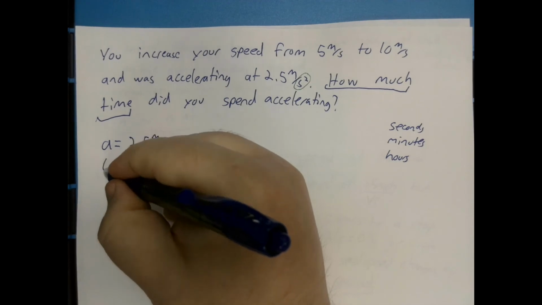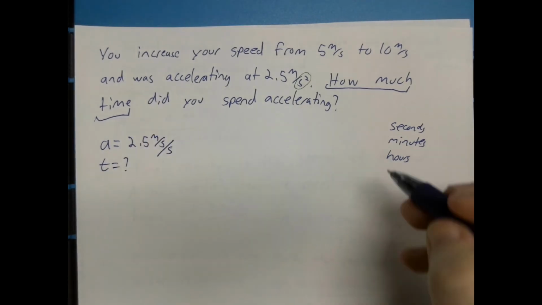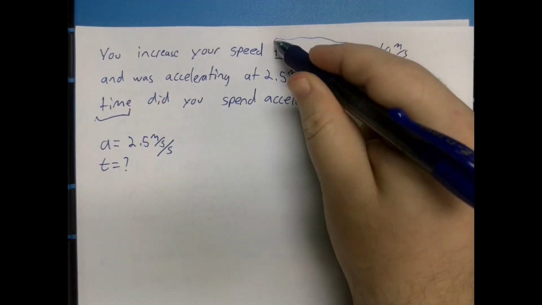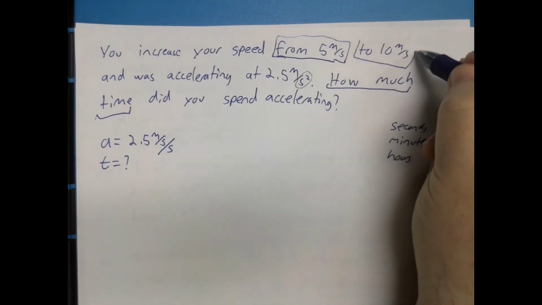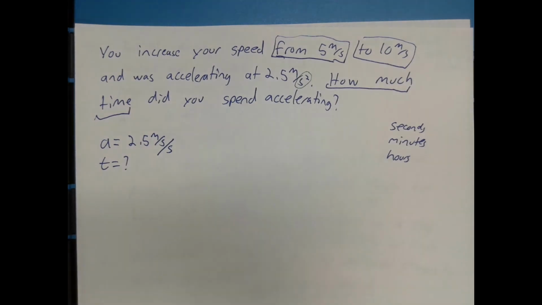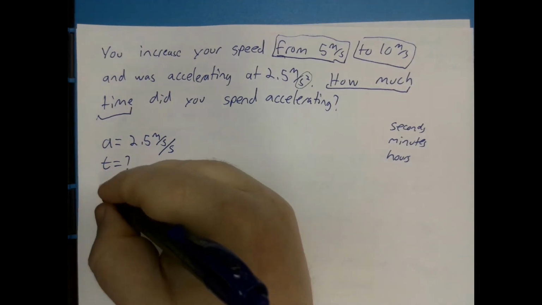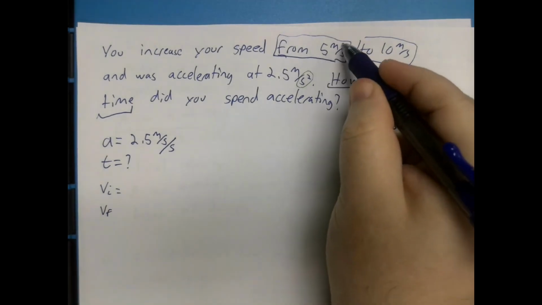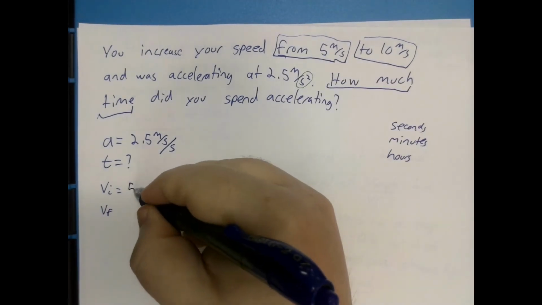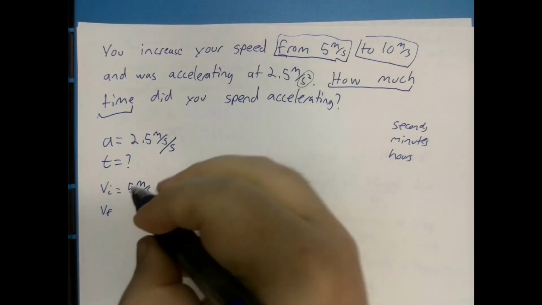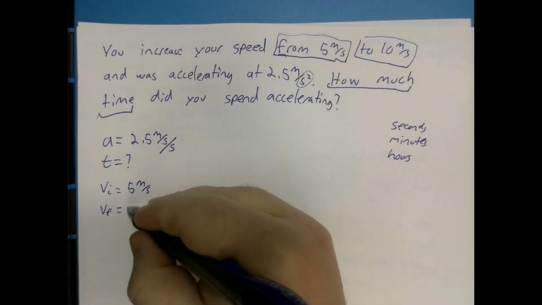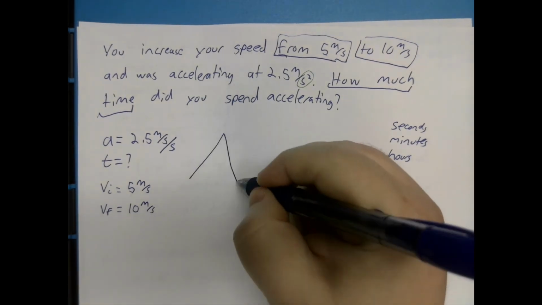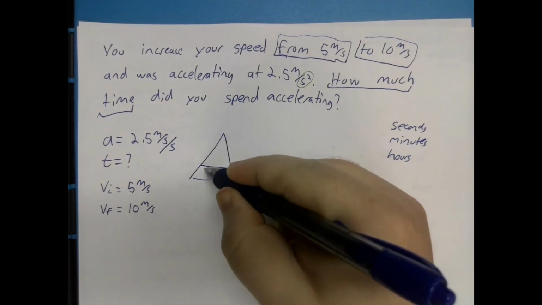We're solving for time, and then we're going from this speed to this speed. A lot of people just randomly plug that into either VI or VF. If you're going from this, that would be your initial speed. If you're going to this, that would be your final. So draw your triangle.